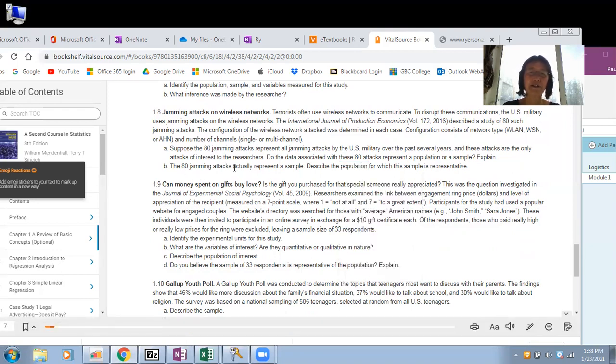B, suppose the 80 jamming attacks actually represent a sample. Describe the population for which this sample is representative. Okay. So suppose 80 is just a sample. So what is the population? The population is all jamming attacks across the US. Maybe there are 2,000, 5,000. So all jamming attacks are the population. This 80 is just a sample. Okay. So this is this one.